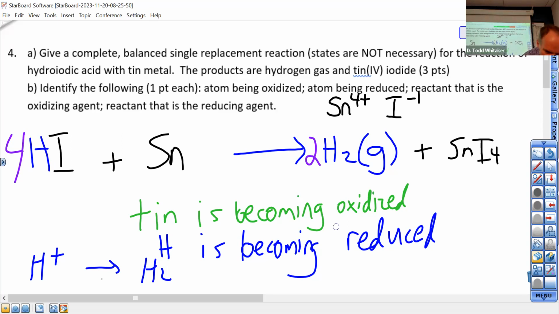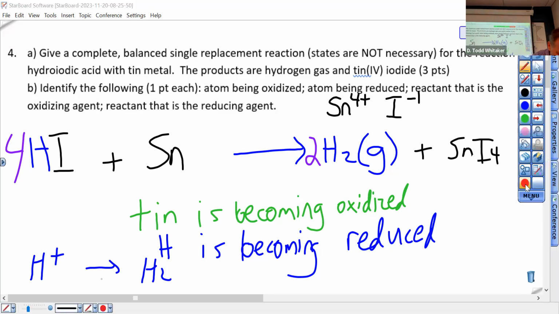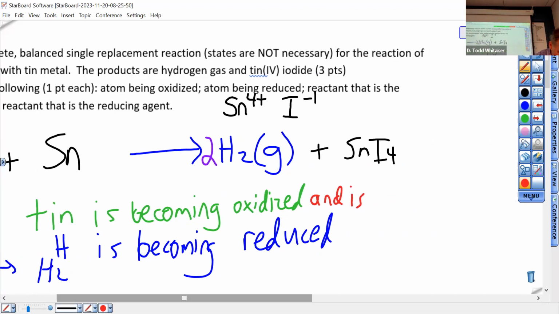How's that? Or therefore? It's not a therefore. That's just semantics. I'd give it to you, Sam. And is the reducing agent. That's 2 points right there.